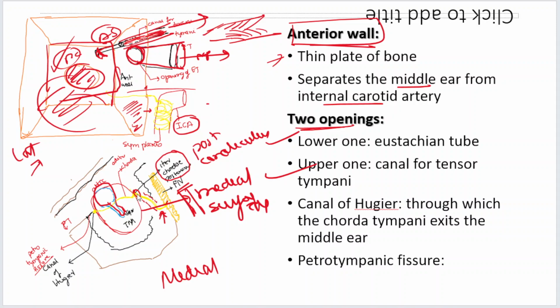It enters through this opening called the posterior canaliculus and passes in between the neck of the malleus and the body of the incus, and after passing through the middle ear, it exits through this opening called the canal of Huguier.